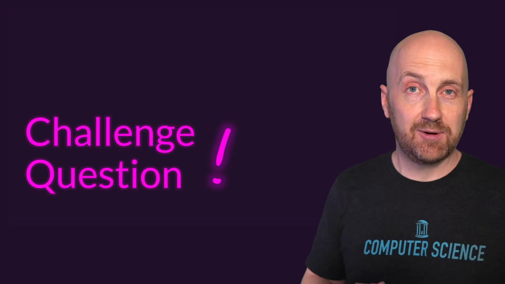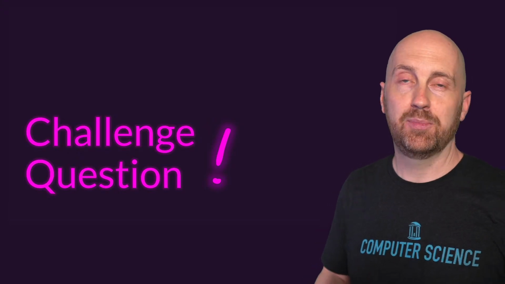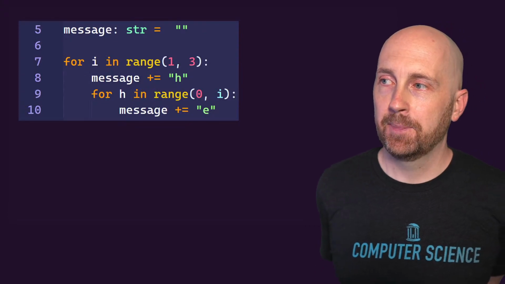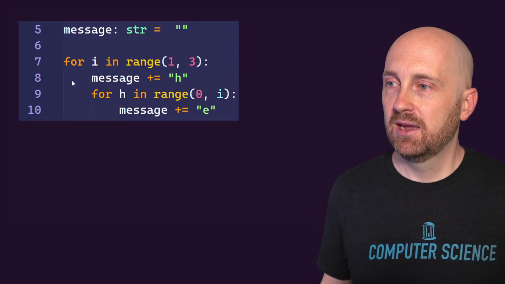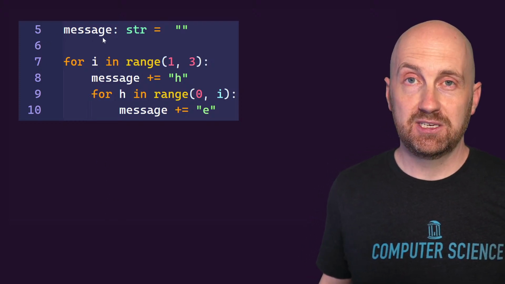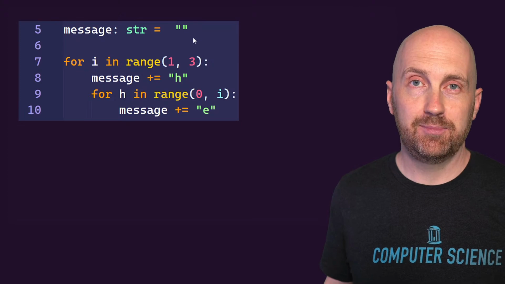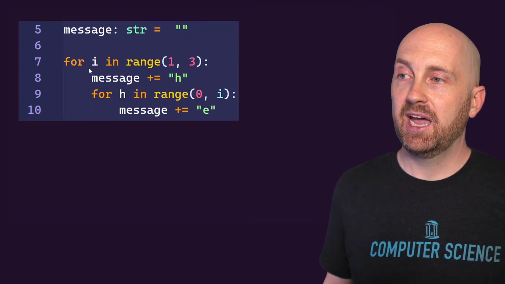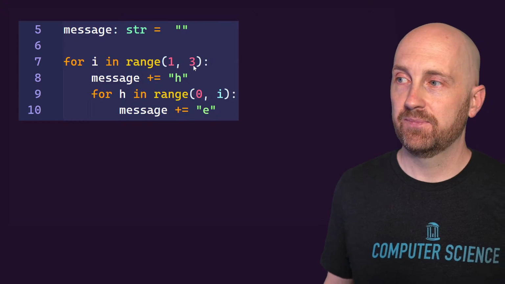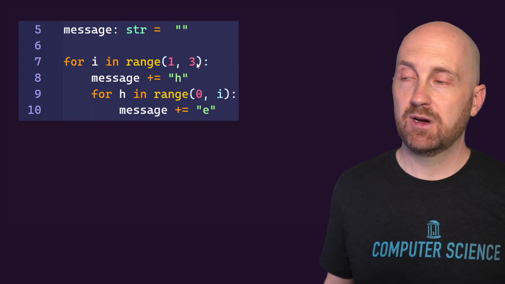We're going to look at not only for-in loops here, but also the idea of a nested loop. So let me explain this setup really quickly. I want to point out that we're setting up this message variable that's initially an empty string. And then we have a for-in loop that we just looked at, and we're using a range here. And the range starts at 1 and stops at 3.